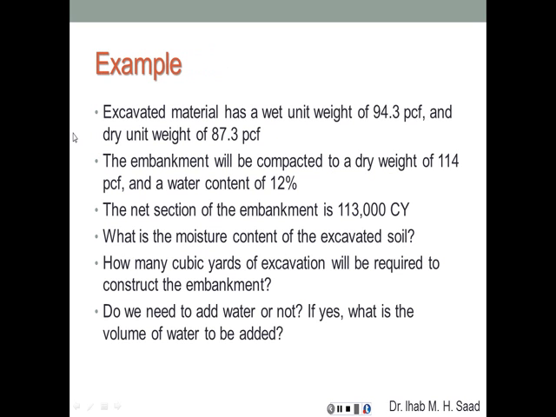Now, looking at an example for these calculations. Excavated material has a wet unit weight of 94.3 pounds per cubic foot, that's PCF, and a dry unit weight of 87.3 PCF, and the embankment will be compacted to a dry weight of 114 PCF. Compacting the soil means getting rid of the voids totally or to a certain level, so getting rid of the air, making the soil particles come closer to each other, and the desired water content is 12%. The net section of the embankment is 113,000 cubic yards.